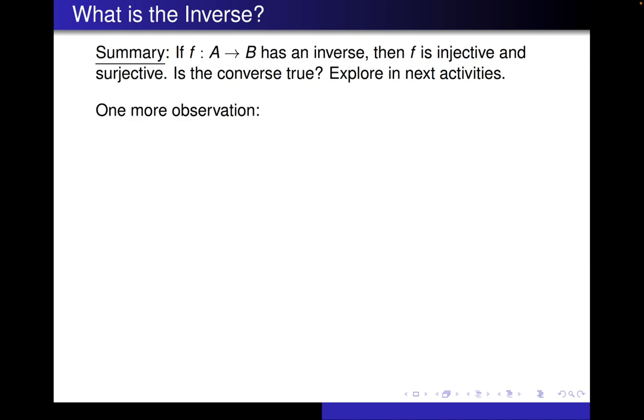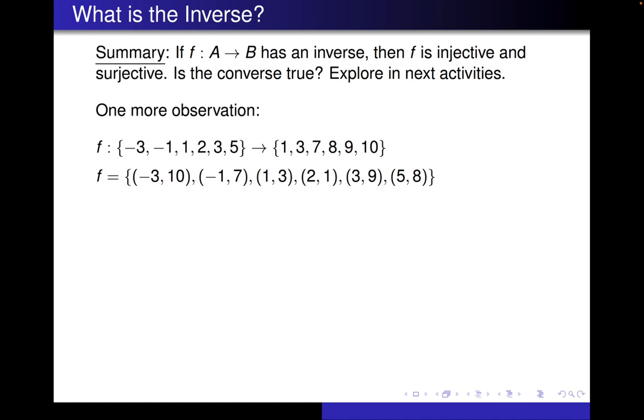One more observation about inverses, and in particular about how to compute them. So let's say we have f, the inputs are -3, -1, 1, 2, 3, and 5, and the codomain is 1, 3, 7, 8, 9, 10. And then we define f as a set of ordered pairs. Inputs are on the x coordinates, outputs are the y coordinates.